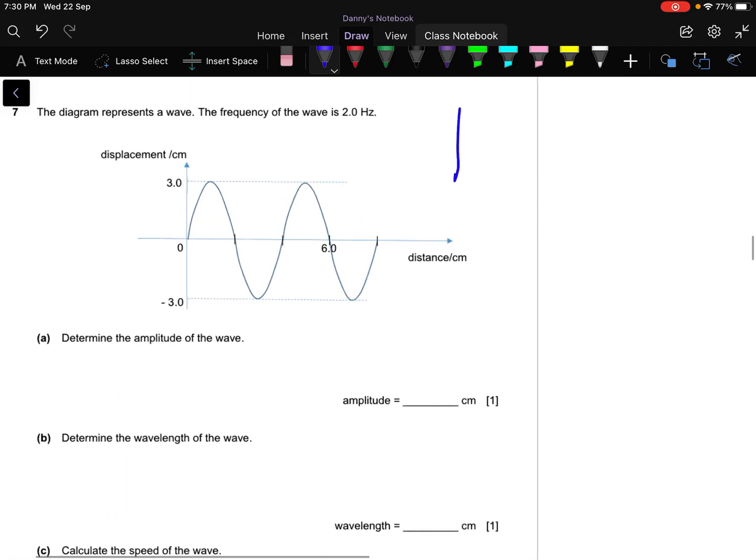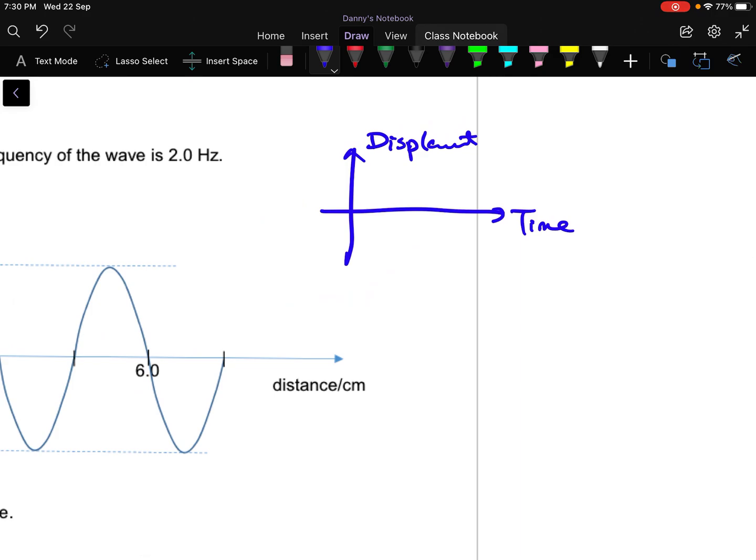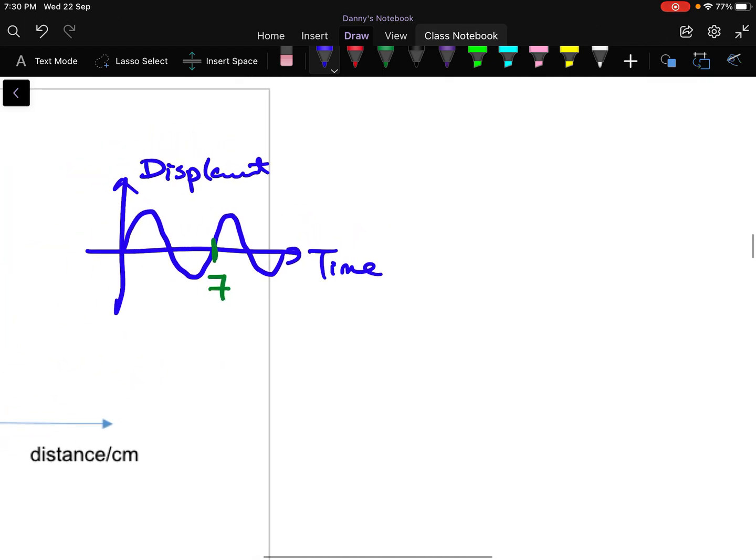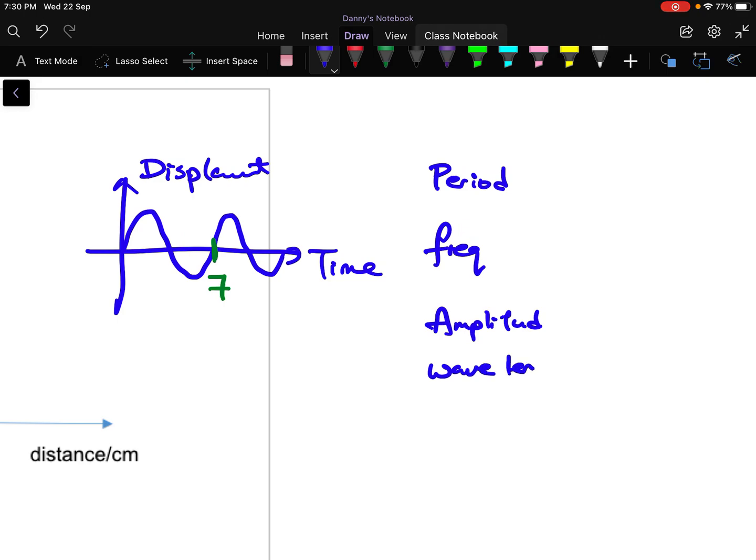So for the other graph, it would be this thing called the displacement time graph. And basically, they give you the same thing. If let's say on the displacement time graph, you are given this reading, let's say 7. What does this mean? So for wave, there are different parameters like period, like frequency, like amplitude, or like wavelength.